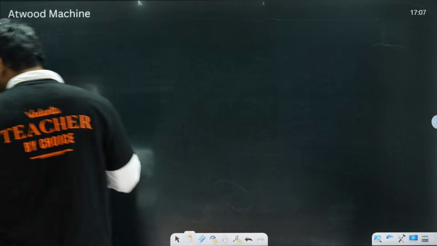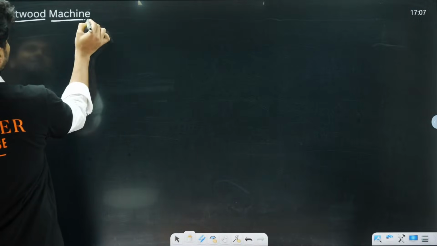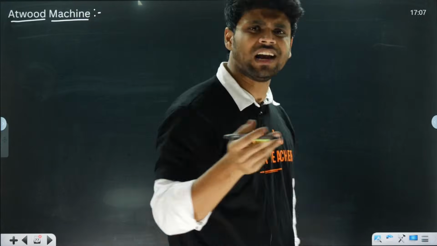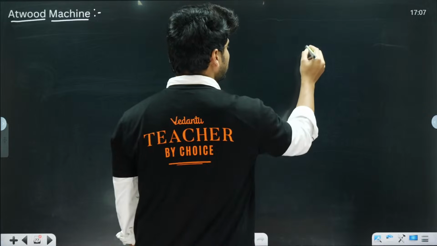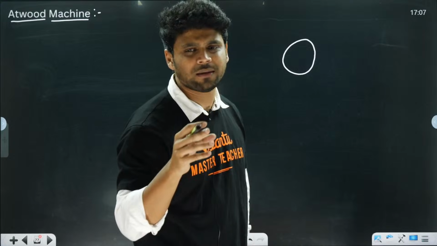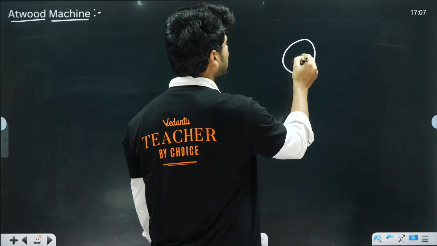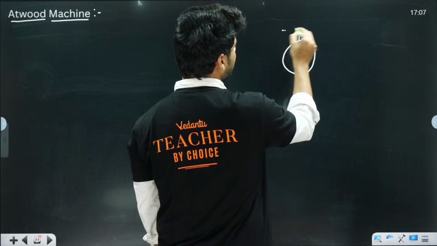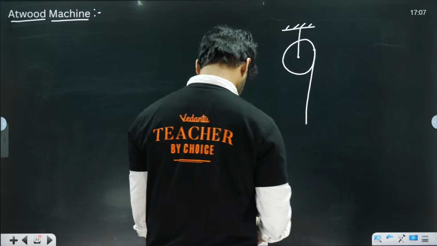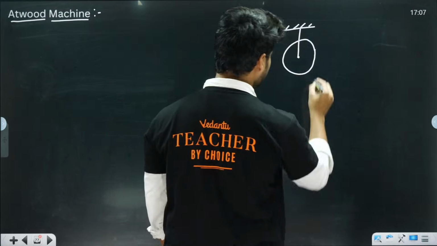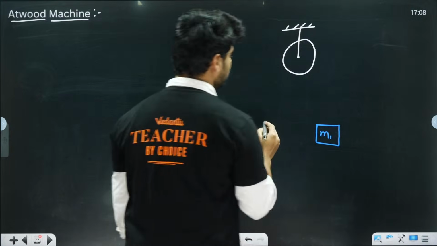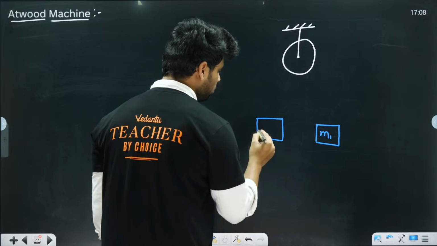Look, what is Atwood's machine? Atwood's machine is a machine that has a block and pulley. What is a pulley, sir? A pulley is a device, you can say a device or a ring type structure, disc type structure. Okay, what do you do, sir, with the pulley? We hang this pulley, and then we suspend masses. So look, these are my masses. This is my first mass, M1, and this is my second mass, M2.